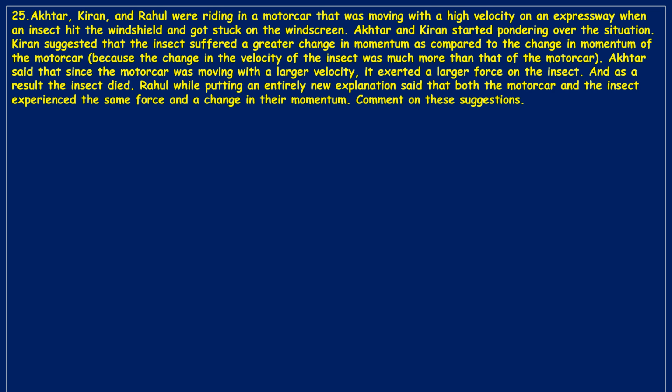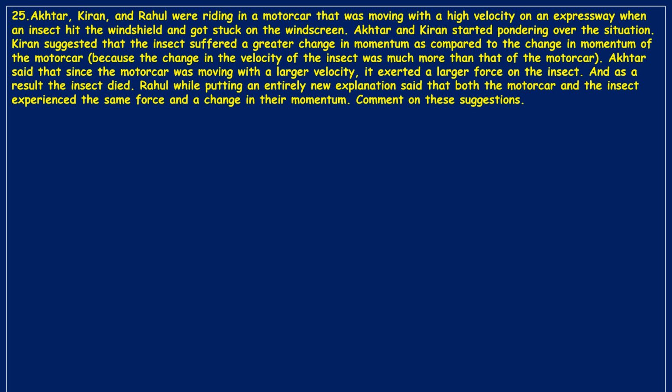Now, Akhtar said that since the motor car was moving with a larger velocity, it exerted a larger force on the insect, and as a result, the insect died. But Rahul, putting forward an entirely new explanation, said that both the motor car and the insect experienced the same force and a change in their momentum. Right? This is the situation. So Akhtar is arguing that since a car has mass and is moving with high velocity, it must have applied a large force on the insect. That's why the insect died.